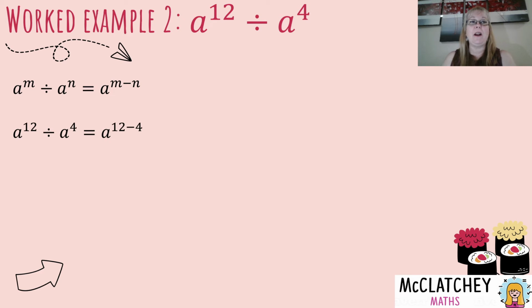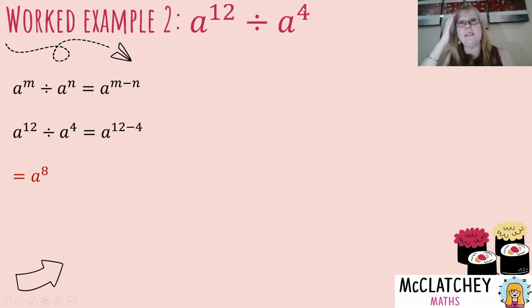Okay, let's match up our question underneath so that it's all matching. And we know our rule is that we're going to subtract those powers. 12 take away 4 is 8. And we've got A to the power of 8 as our answer. Now, if you're not thinking particularly savvy, it's very easy to get confused and think, well, if I've got a divide by here, then I do 12 divided by 4, and the answer would be A to the power of 3.